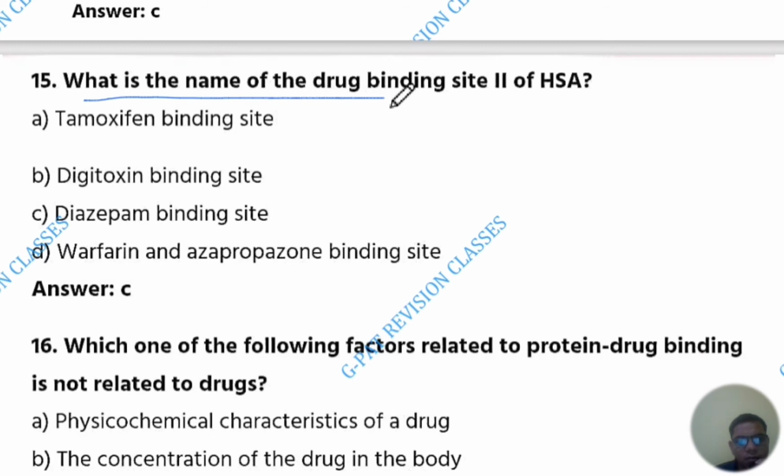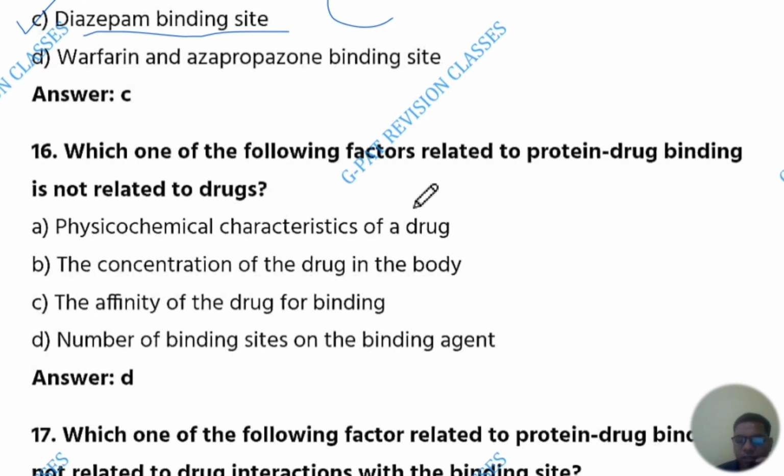व्हाट इज द नेम ऑफ ड्रग बाइंडिंग साइट ऑफ 2nd ऑफ HSA? द आंसर इज डायजेपैम बाइंडिंग साइट. जो बाइंडिंग साइट है HSA का वो किसमें है? सी में, यानी कि डायजेपम बाइंडिंग साइट. ओके, द आंसर इज सी. नेक्स्ट इज 16 क्वेश्चन नंबर.